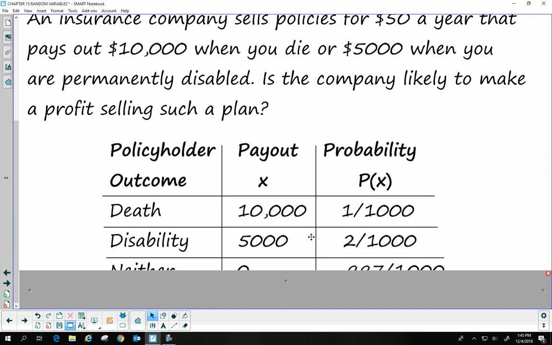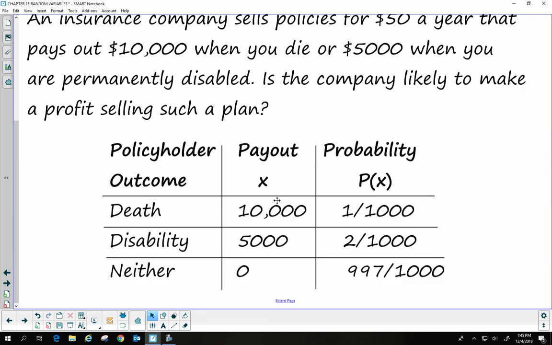So we can create a probability distribution. There's three different possibilities here for this random variable: death, disability, or neither. These are the possibilities numerically: $10,000 for death, $5,000 disability, $0 for neither. And then they have these probabilities from previous data that 1 in 1,000 people who have this plan die, 2 in 1,000 people get permanently disabled, and then the remainder have neither of those things happen.